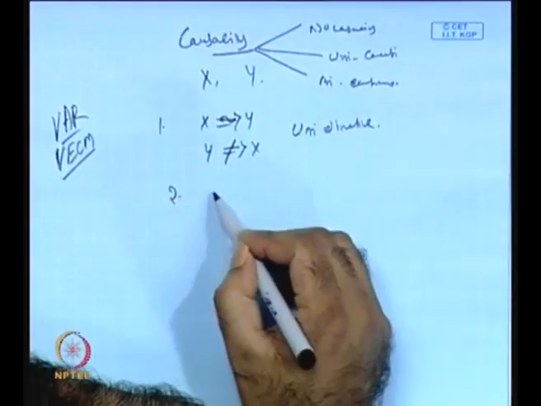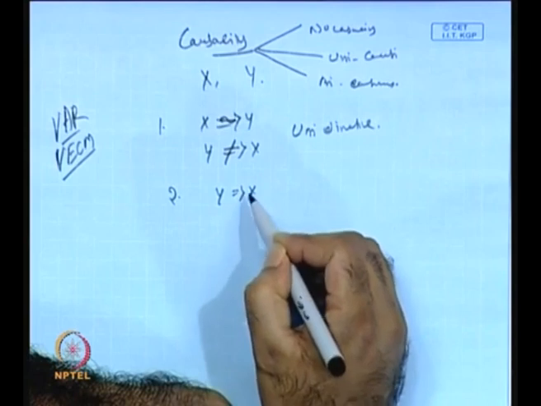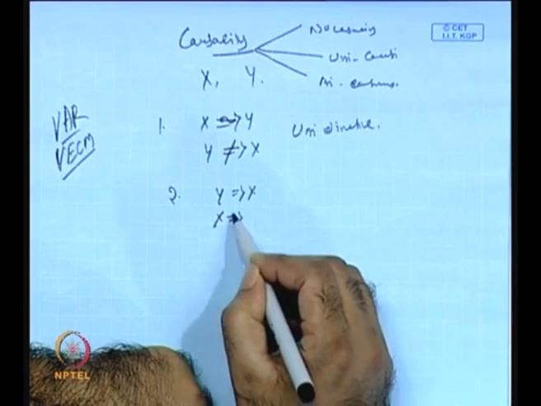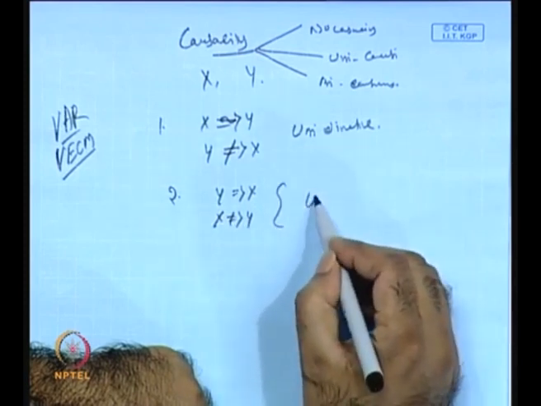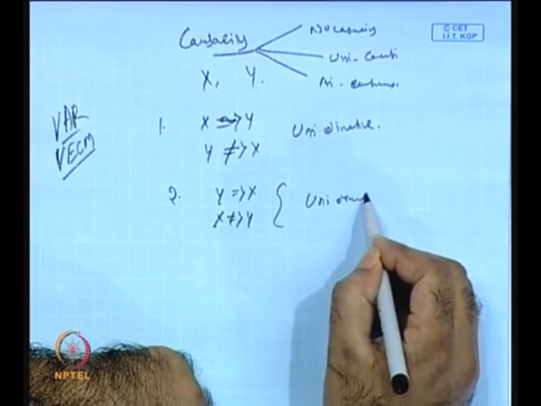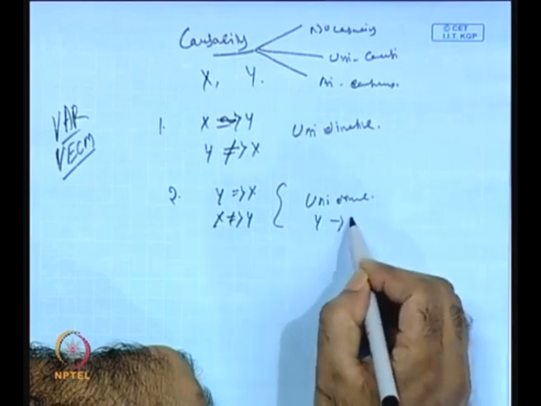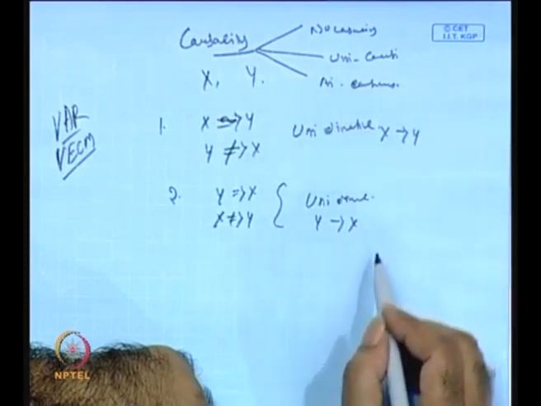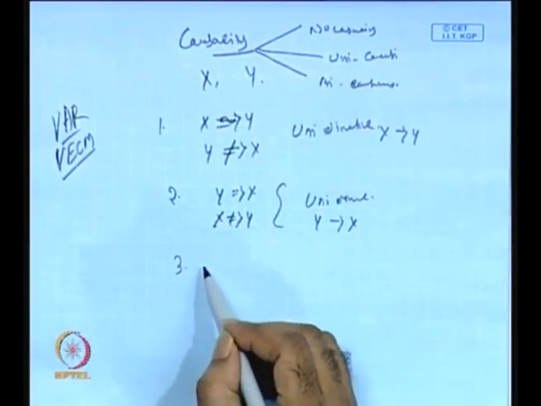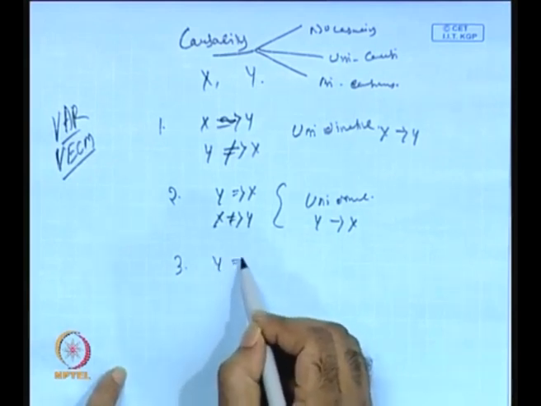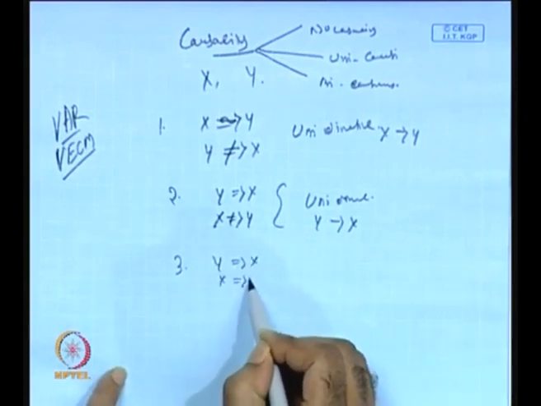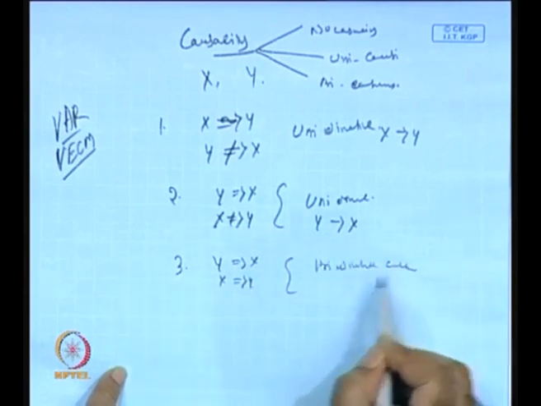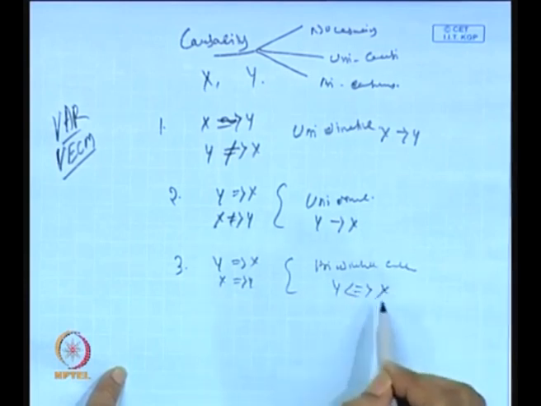The second case is y influences x and x does not influence y. This is also called unidirectional causality, from y to x. The earlier case was unidirectional causality from x to y, but reverse causality is not there. The third case is y causes x and x causes y. This is called bidirectional causality, that means y and x both cause each other.